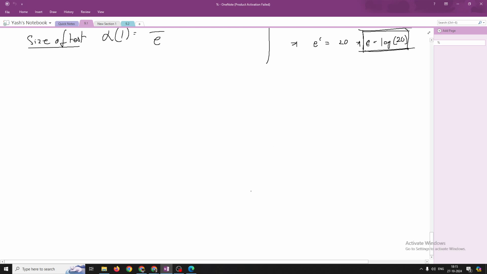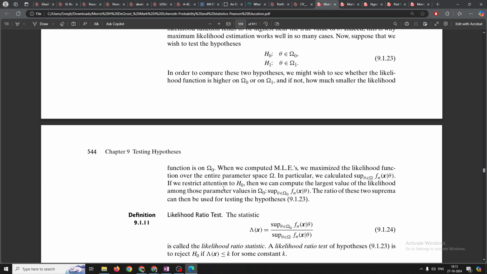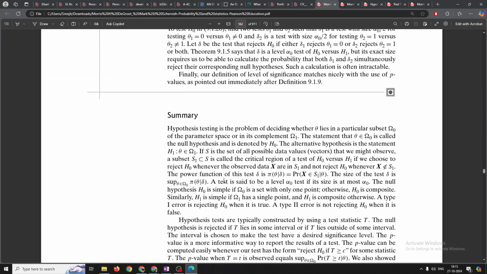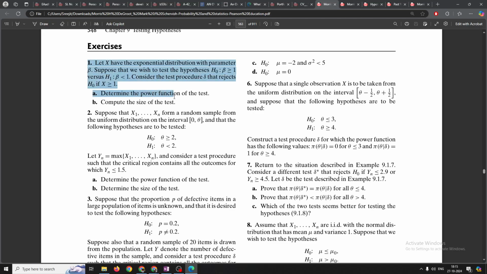So yesterday we did this sum. This is 9.1, right? Yesterday with question number 1 we did this. Today let's do a few more. So let's do question number 2.